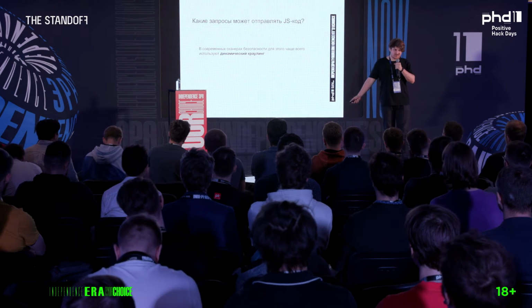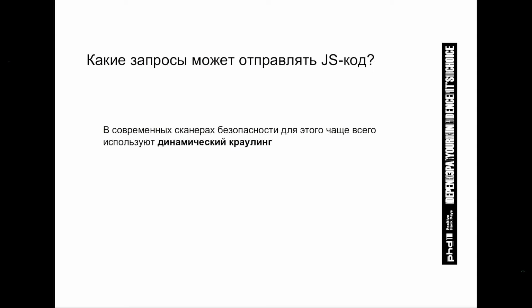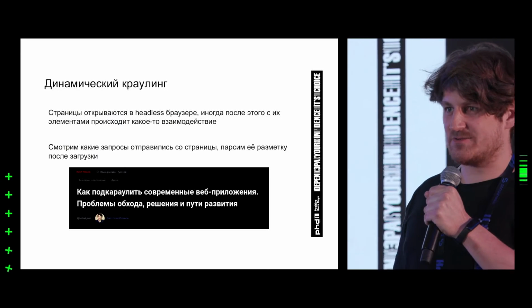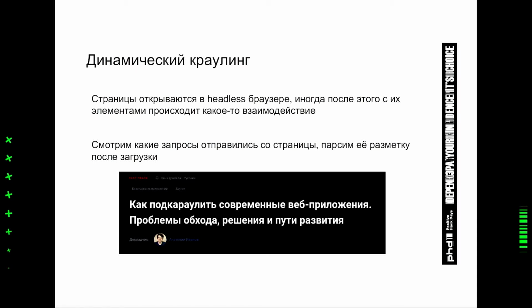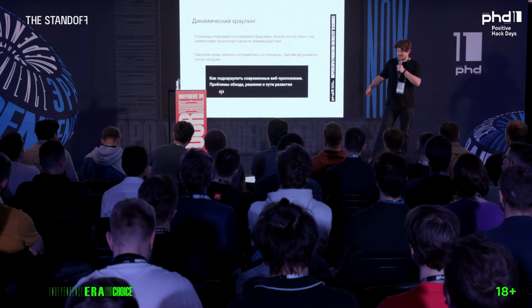So, how is this being solved? The scanners today use dynamic crawling. What is dynamic crawling? A headless browser opens the page, and then some manipulations are made. Or in the simplest instance, we open the web browser and we look at the requests that were sent from it, and then we look at the tree and we find the information on the new pages, in the elements, like in the links and stuff.